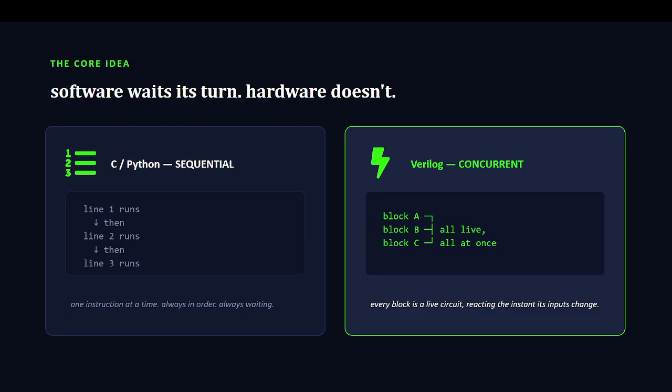A real circuit isn't a to-do list. It's not going step by step. Every part of a physical circuit exists and operates simultaneously the second power hits it. Verilog syntax just reflects that physical truth.